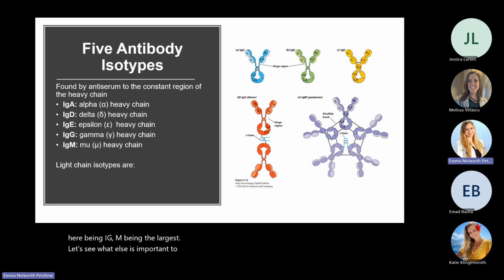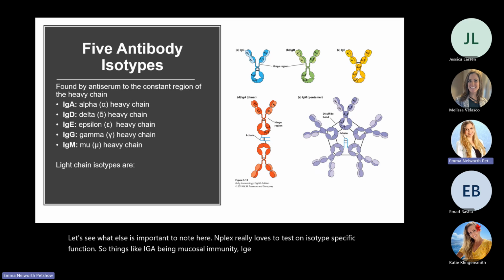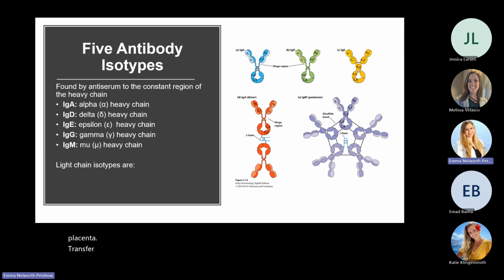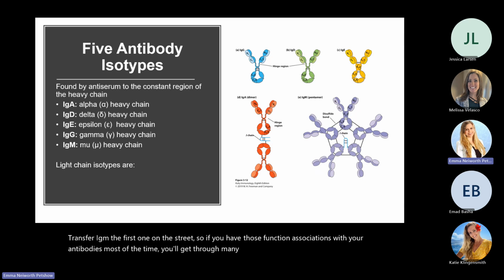NPLEX really loves to test on isotype-specific function. So things like IgA being mucosal immunity, IgE allergy, IgG opsonization and placental transfer, IgM the first one on the street. So if you have those function associations with your antibodies, most of the time you'll get through many of the NPLEX isotype questions for an antibody component. Okay.